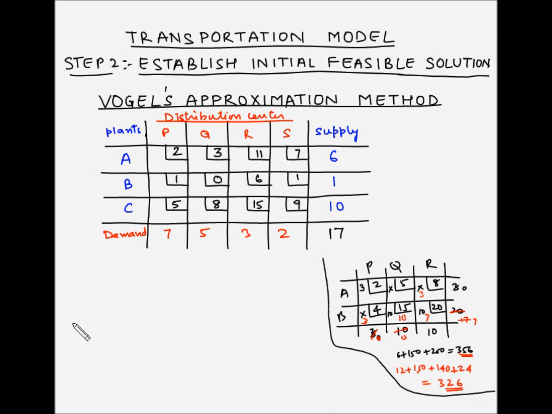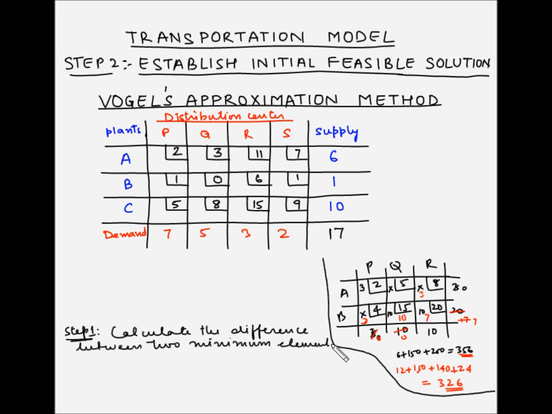So step 1 is to calculate the difference between 2 minimum elements for each row and each column.